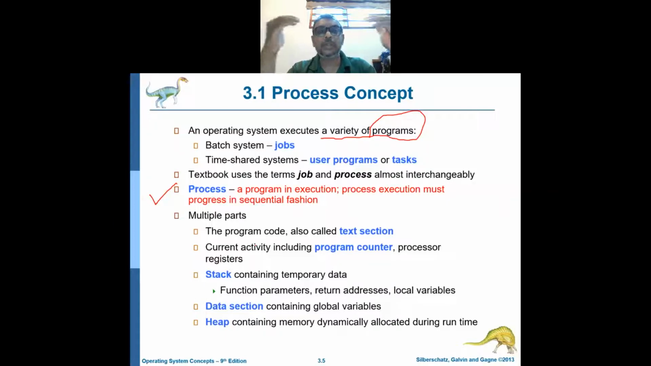So how does the operating system differentiate one process from another process? Each process is given a special process ID. We'll come to that later. And each process has several pieces of information inside it for the operating system to know something about the process. That is very important. Each process has a program counter, stack, data, and heap, because each process is different. So the operating system keeps track of all of this.